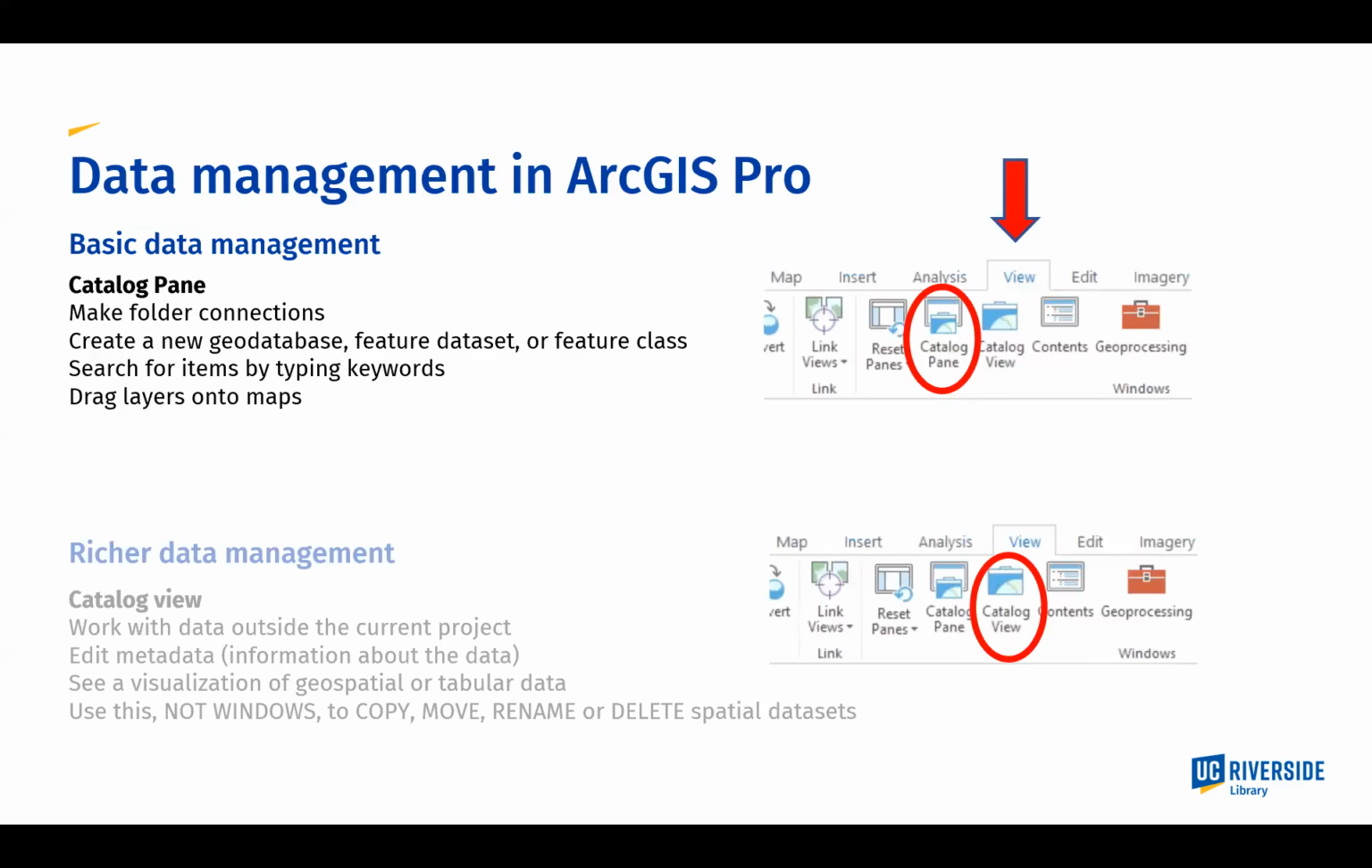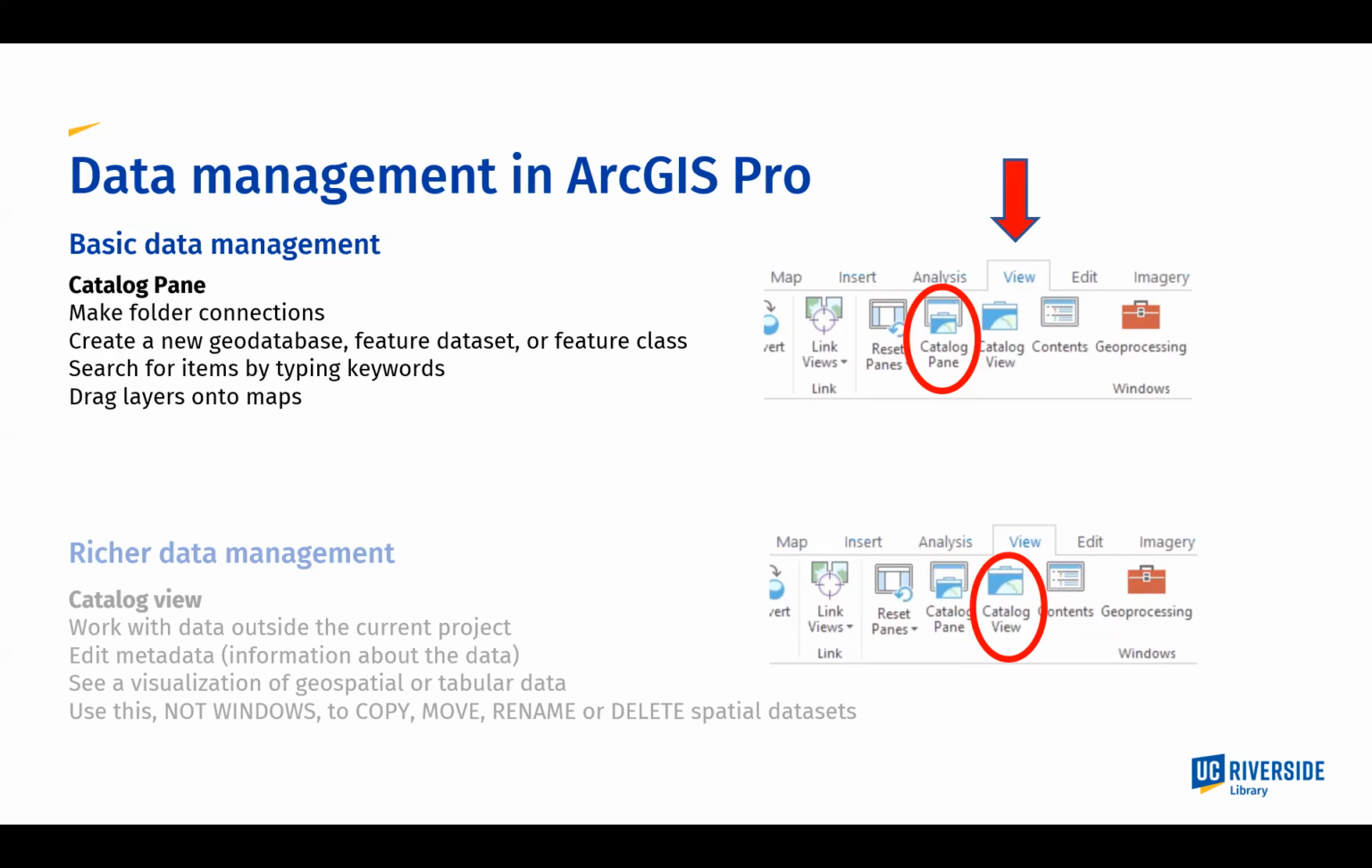And the last slide on data management, what you need to know about mostly is the catalog pane. You'll find it on the View tab. It also pops up almost automatically these days when you first open a map in ArcGIS Pro. This is where you can make connections to folders that may have your data if it's not already showing up in your catalog. This is also where you would create a new geodatabase other than the one that came up automatically when you started a project.